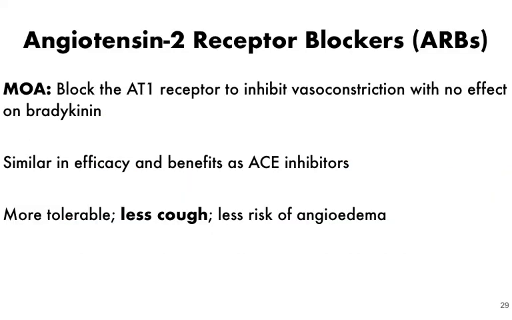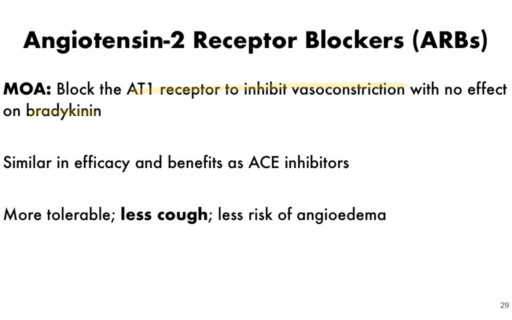Now we move on to that first cousin of ACE inhibitors called the angiotensin II receptor blockers, or more friendly, the ARBs. They are also drugs that interact with this angiotensin-renin system, and they are more specific in that they block the AT1 receptor. In doing so, they inhibit vasoconstriction, but they don't have that effect on bradykinin.